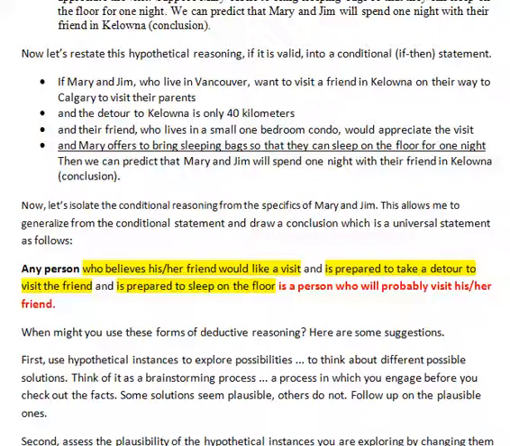Now let's isolate the conditional reasoning from the specifics of Mary and Jim. This allows me to generalize from the conditional statement and draw a conclusion, which is a universal statement, as follows. Any person who believes his or her friend would like a visit and is prepared to take a detour to visit the friend and is prepared to sleep on the floor is a person who will probably visit his or her friend.